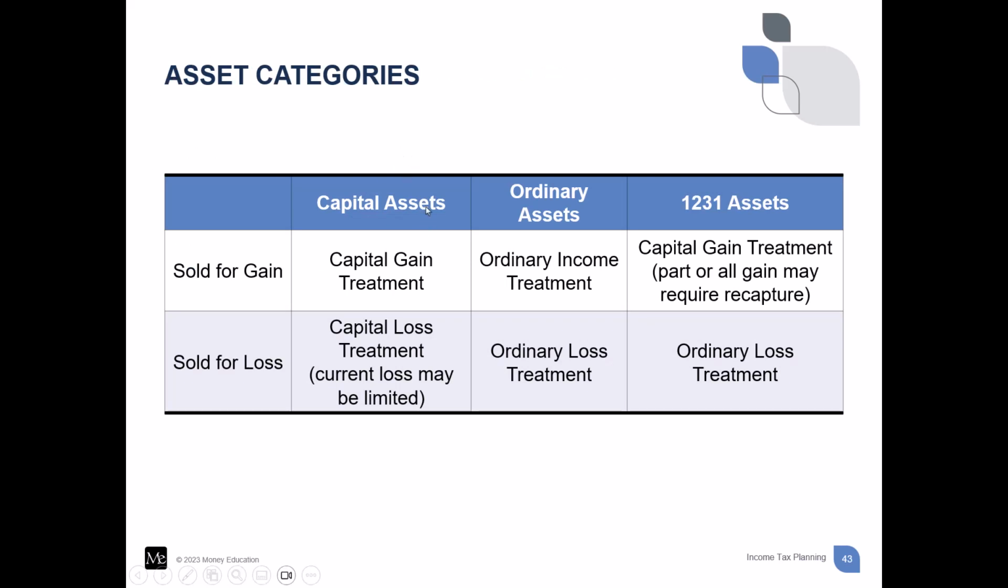So, a review. If it's a capital asset, it's capital gain treatment if sold for gain. If it's a loss, it's capital loss treatment, and current loss may be limited on capital assets, so $3,000 a year. Ordinary income is treated as ordinary income for a gain and ordinary loss, no limit. Section 1231 assets are treated as capital gain, with part or all subject to recapture, and then ordinary loss treatment.